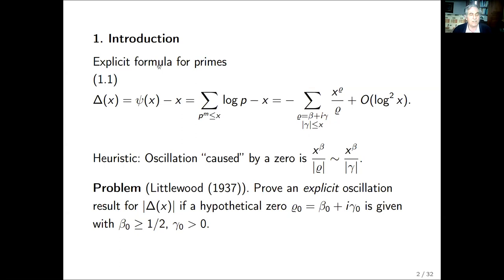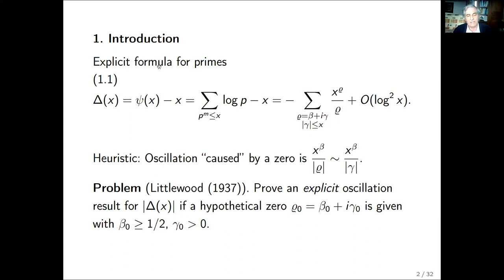And so, as I say, that the oscillation is caused by this zero, this is not an exact mathematical definition, but naturally we all understand the meaning of that. And a problem posed by Littlewood more than 80 years ago was to prove an explicit oscillation result for the modulus of the remainder term, if we suppose the existence of a hypothetical zero. So here the question was to replace the ineffective Phragmén-Lindelöf theorem with an effective result.